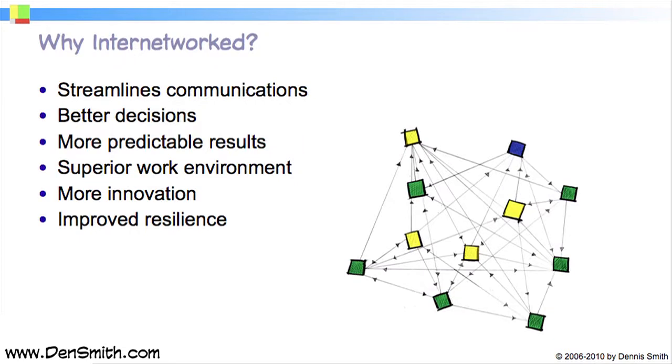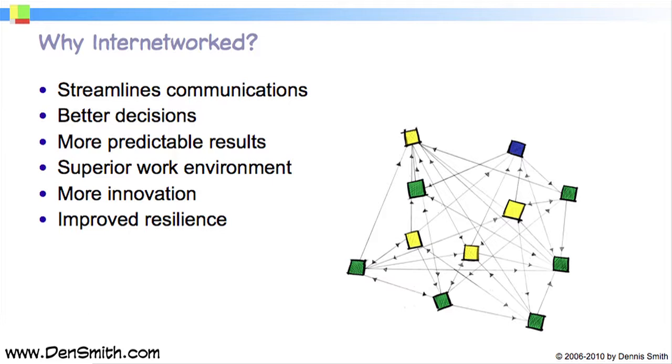So here is a summary of why you'd like to have an internetworked organization. People have better access to the information in the project. They can make better decisions, which yields more predictable results. Many people believe this is a superior work environment. They enjoy their work more. Innovation can improve. And the organization has improved resiliency since there are fewer people who are key to holding the entire communication structure together.